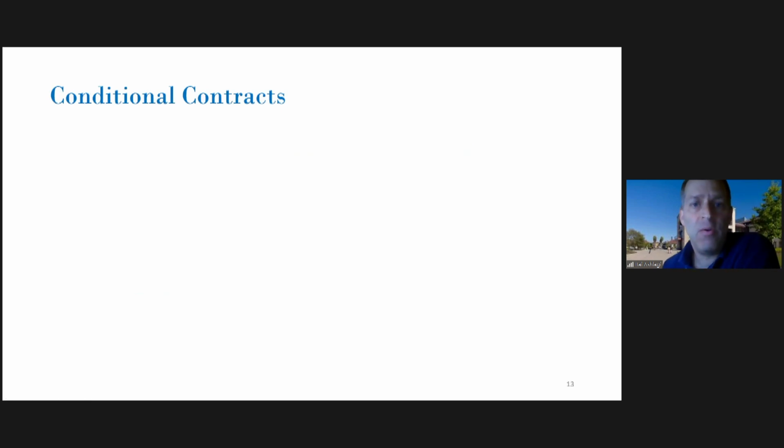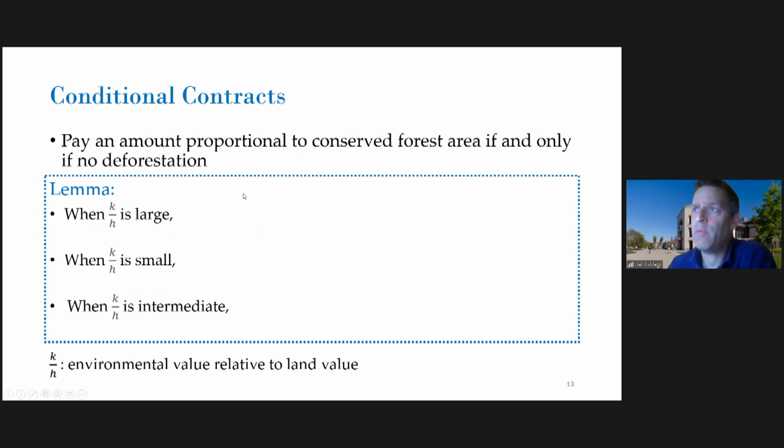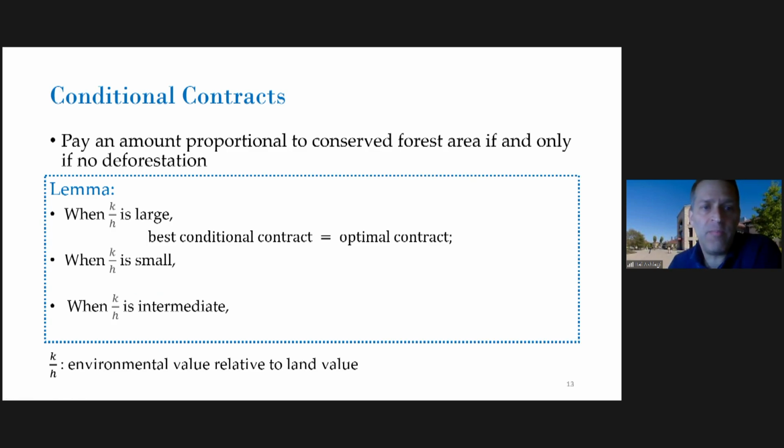Okay, so let's start with conditional contracts. Again, this is only paying if you conserve the entire land. You can write this down mathematically and analyze it, and what we find is a very simple characterization. There are three regimes, basically, characterized by the quantity K over H. K, again, is the environment value for the principal. H is essentially the land value for the agent, and so the ratio between them is the key quantity. When it's large, the optimal conditional contract achieves the optimal contract. Both achieve what we call the second best.